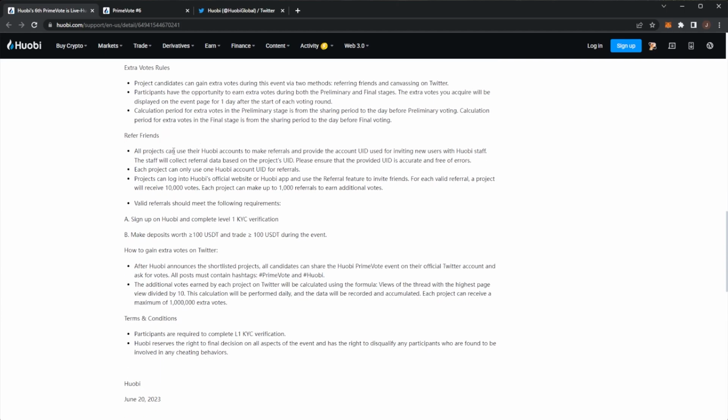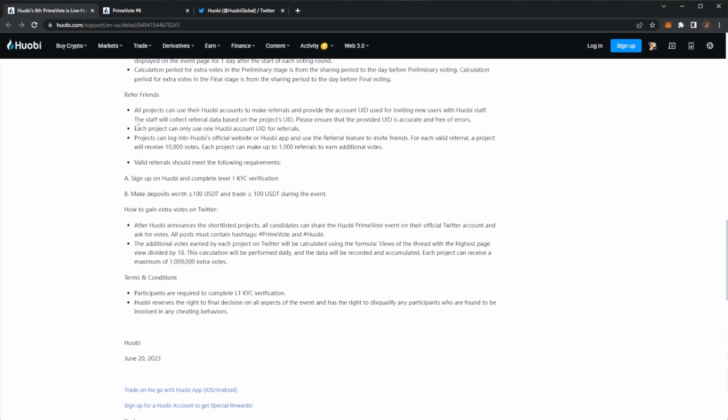But yeah, refer friends. All projects can use Huobi accounts to make referrals and provide an account ID for inviting users. The staff will collect referral data based on project UID. Please ensure that the provided UID is accurate and free of errors. Each project can only use one Huobi account for referrals. Projects can log on to the Huobi official website or app and use the referral feature to invite friends.